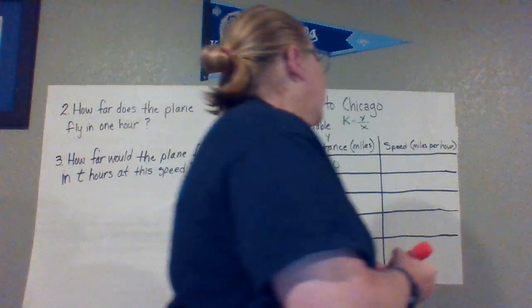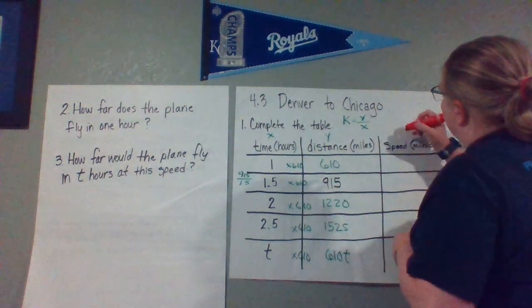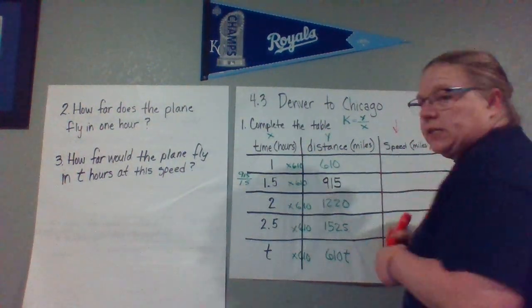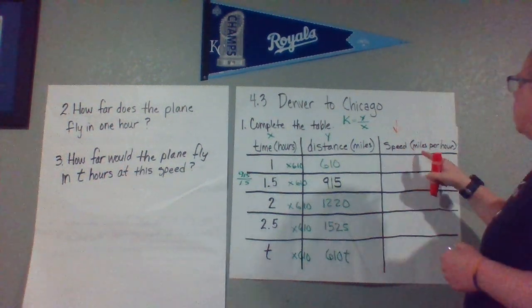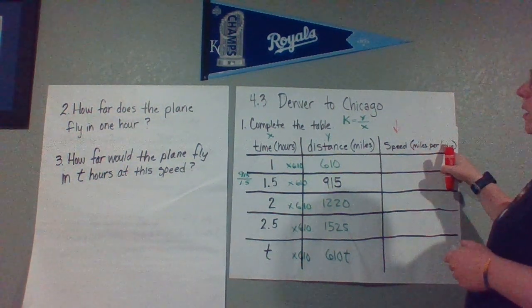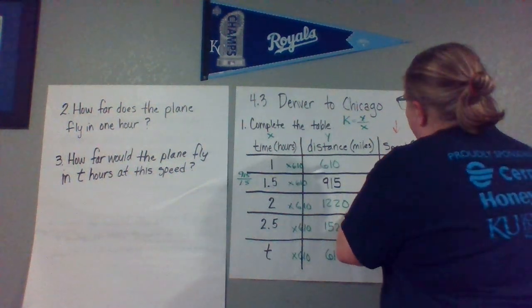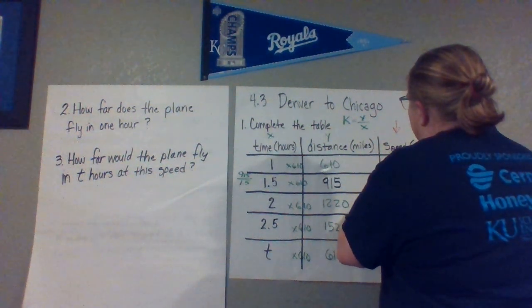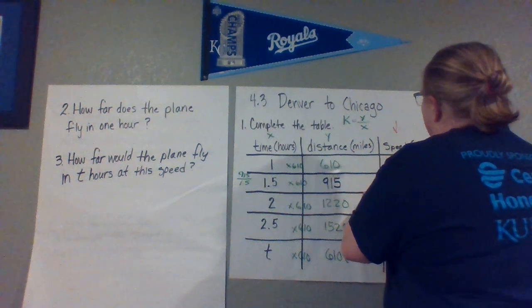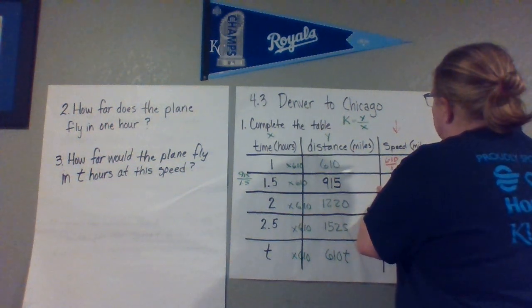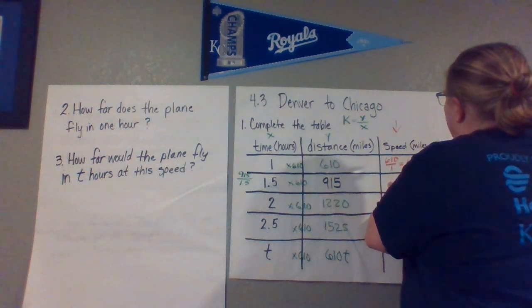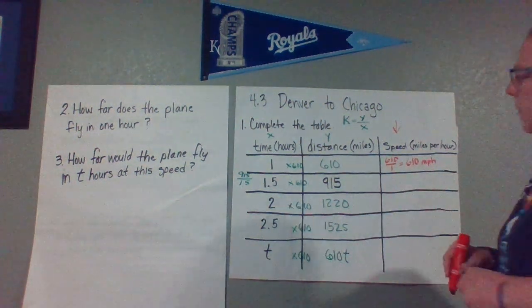The next part we're going to do is complete our third column, our speed. Speed is miles per hour. So I can write that as a ratio of 610 over 1, or it'll be 610. And we're going to abbreviate miles per hour here.